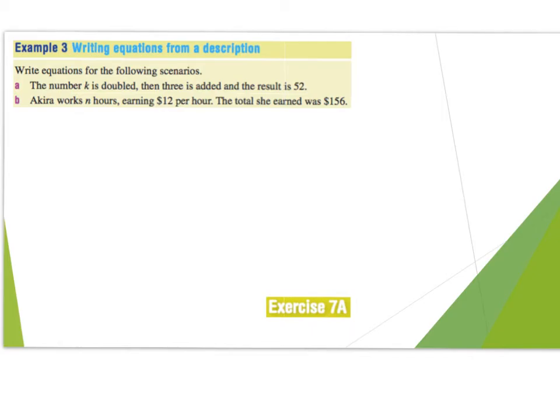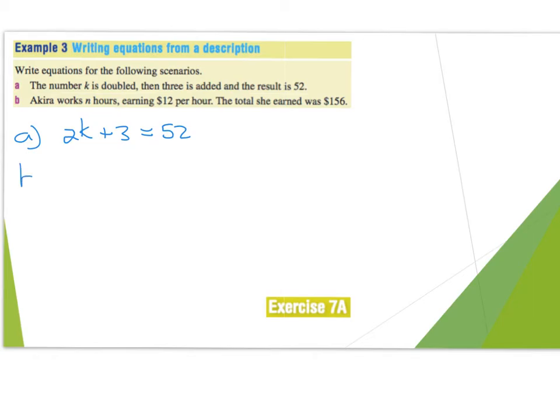One of the great advantages of algebra is that it helps us to solve everyday problems using maths. So let's look at example 3, where we're going to write equations from descriptions. The number k is doubled. So if I double something, it means that I multiply it by 2. Then 3 is added. So I add 3, and the result is 52.